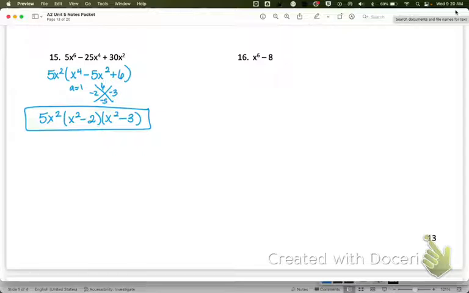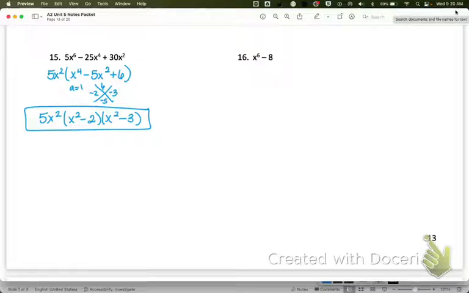That's the end. Now, 16 is a little bit trickier. So again, I see two terms and subtraction. So let's first check if it's a difference of squares. Is 6 an even number? Yes, it is. So that is a perfect square. But 8 is not a perfect square. So this is not a difference of squares. So then I want to check, is it a difference of cubes?